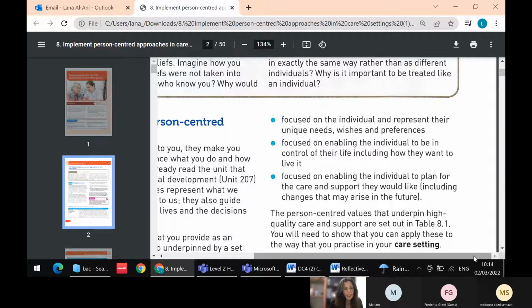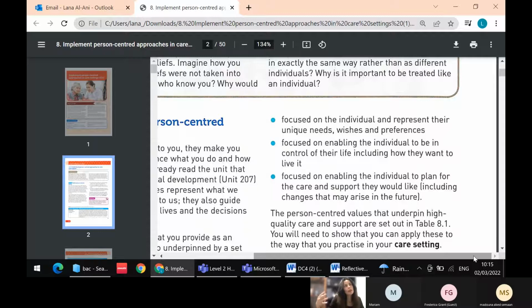Is this clear? So for us, person-centered approach, we focus on the person as an individual, as unique, and we focus on their wishes, their needs, their preferences. And also we focus on enabling this person to be in control of their lives, of their choices, the way they want to live it. And also we focus on enabling them to plan their care.